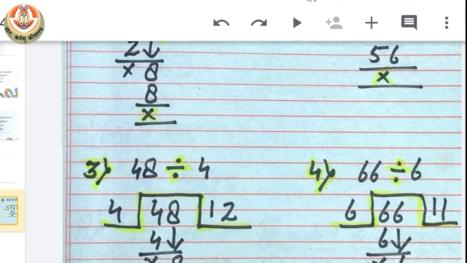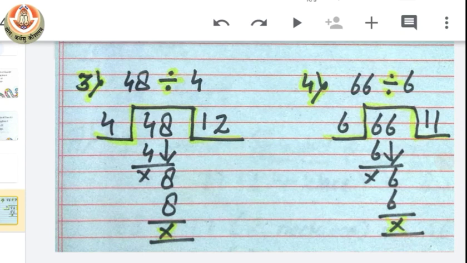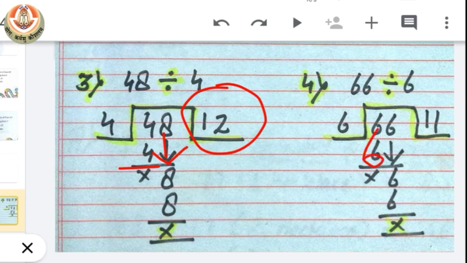Next is 48 divided by 4. 4 into 1 is 4, so we take only one digit first. When we subtract 4 from 4, we have nothing in remainder. Then we take another digit, which is 8. 4 into 2 is 8, and we have nothing in remainder. So our answer is 12. Next is 66 divided by 6. We can easily do it: 6 multiplied by 1 gives 6. In the next step also, 6 into 1 gives 6. So our answer is 11.